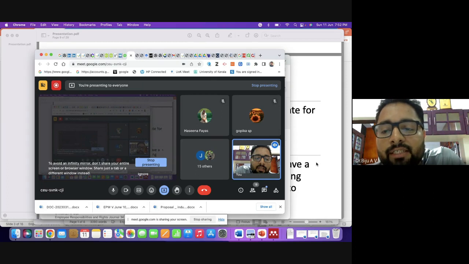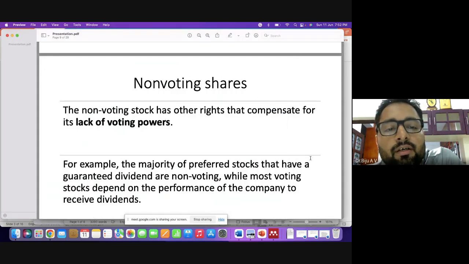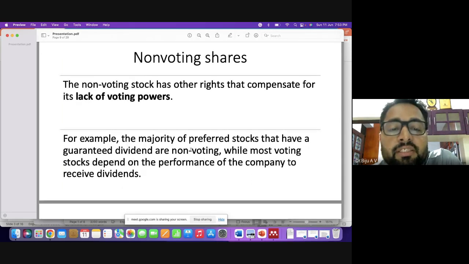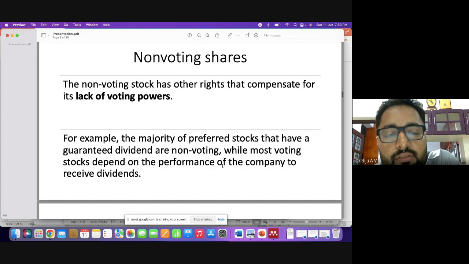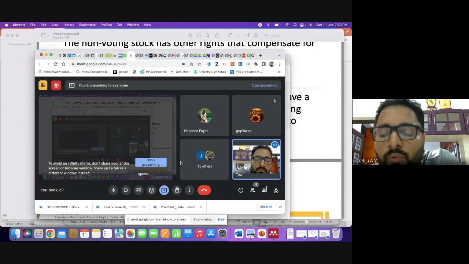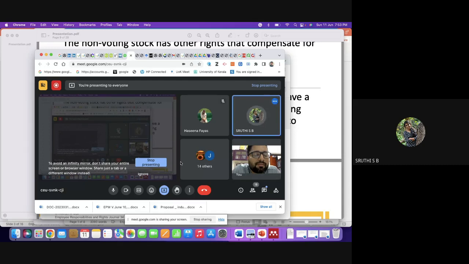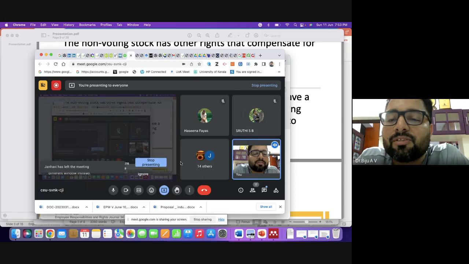So only equity shareholders are getting the voting right. All other shareholders like preference shareholders do not have voting right. So for sacrificing the voting right, the company issues another type of shares, that is non-voting shares. The non-voting stock has other rights that compensate for the lack of voting power. So the preference shareholders do not have the right to vote in the meeting, and so we are giving some kind of preferences. What about the preference of preference shareholders? Preference to get dividend. Then one more preference: preference to get payouts at the time of liquidation.